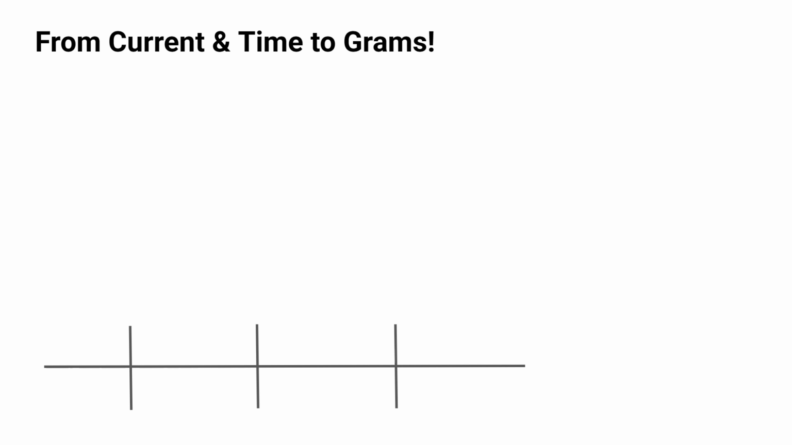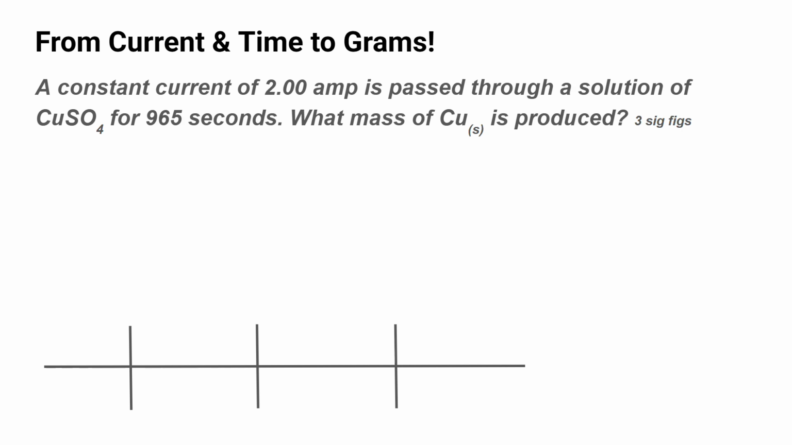How can I go from current and time to grams? How do I do that? A constant current of 2 amps is passed through a solution of copper sulfate for 965 seconds. What mass of copper is produced? Do it to 3 sig figs.